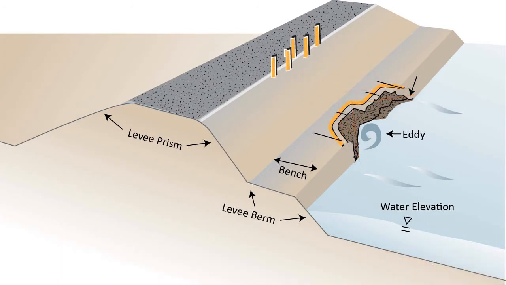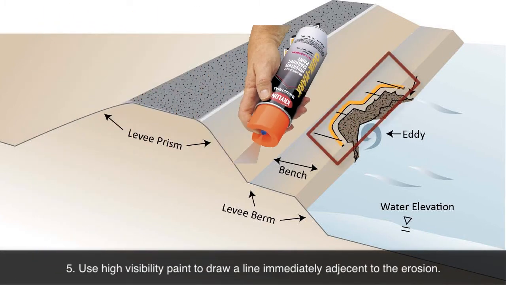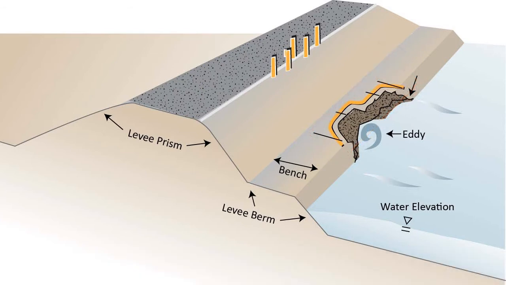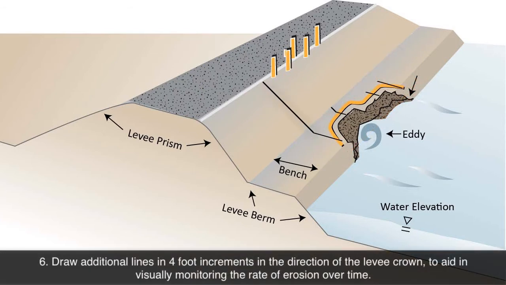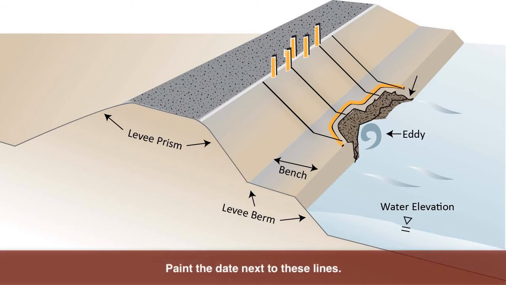If available, use high visibility paint to draw a line immediately adjacent to the erosion. Then draw additional lines in 4-foot increments in the direction of the levee crown to aid in visually monitoring the rate of erosion over time. Paint the date next to these lines.